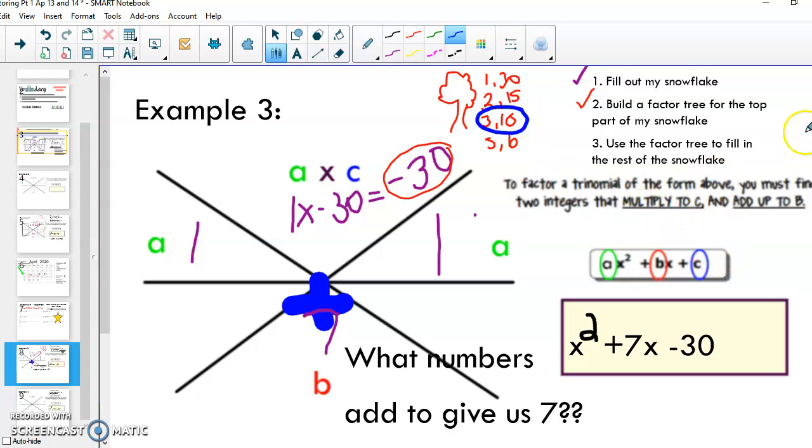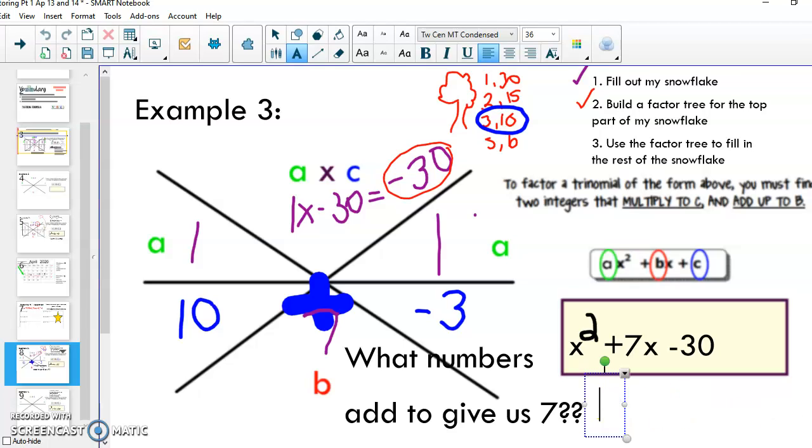If I make one of my numbers positive, if I have a positive 10, and my other number negative, if I have 10 and negative 3, I know that 10 plus a negative 3 gives me 7, so I have found the factors that work. So our process here is exactly the same, but we're going to have to pay attention to those negative numbers now.